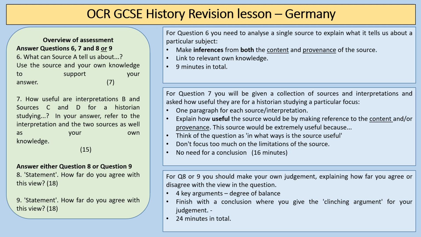Question 7 is the usefulness question, so you'll be given a mix probably of sources and interpretations, probably 2 sources and 1 interpretation. And you'll have to think about how useful they are for a historian studying a specific inquiry. And question 8, question 9 is your classic how far do you agree question. You need your 4 key arguments with a degree of balance and finish with a conclusion where you give the clinching argument.